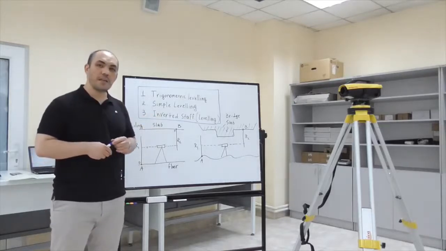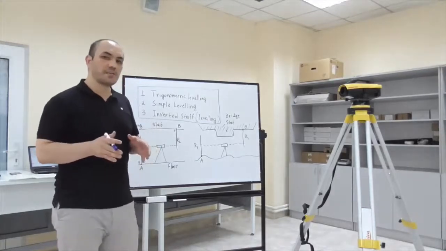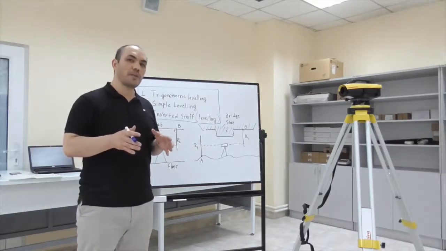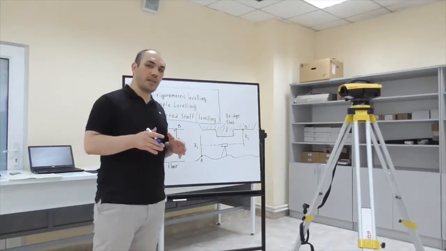From now we will learn how to do inverted staff leveling. This leveling technique is used to obtain heights of points above the line of sight.